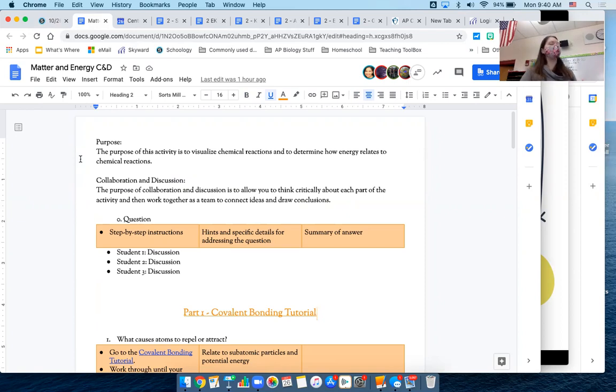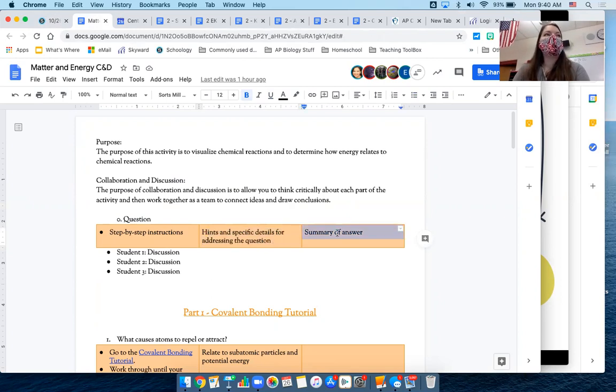And so in this activity, you're going to be really doing two things. You're going to be looking at covalent bonds. You're going to be looking at the forming and breaking of bonds as they relate to energy. All of this is going to be based on a collab and discuss model. So this is what it looks like. Notice right here, there is a question. You are given instructions. You are given further details of things you may want to include in your discussion. And then there is a summary of the answer, a box on the right-hand side.